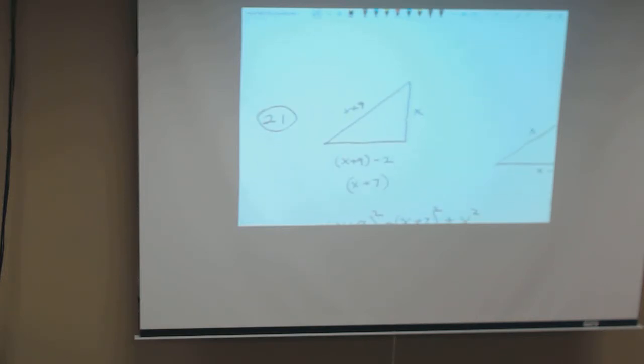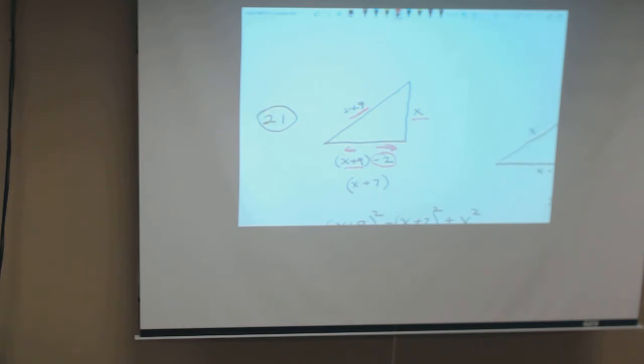21, the hypotenuse of a right triangle is 9 centimeters longer than the short side. So here's the short side x, and here's the hypotenuse. And it's 2 centimeters longer than the other one. So here's the hypotenuse minus those 2 centimeters for this other leg here. You follow the thinking?